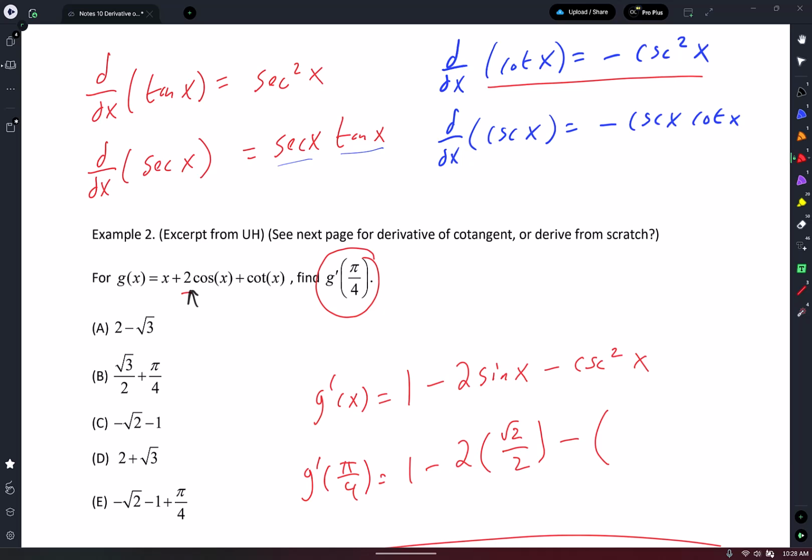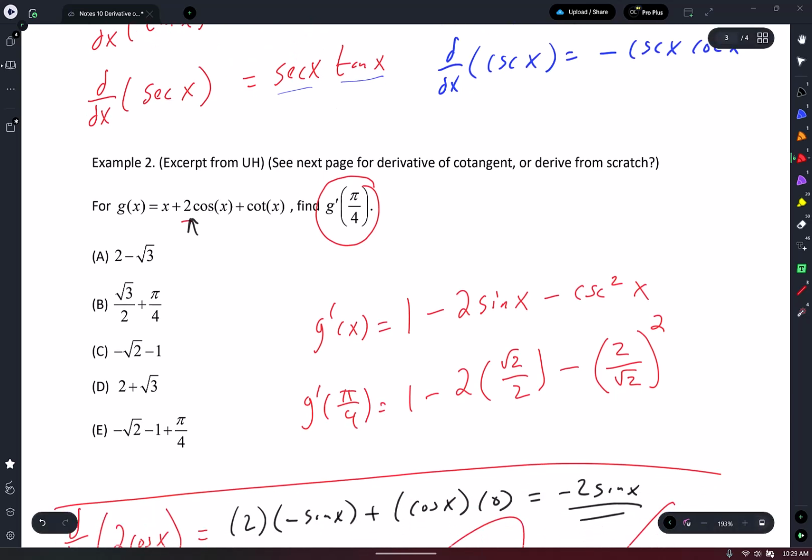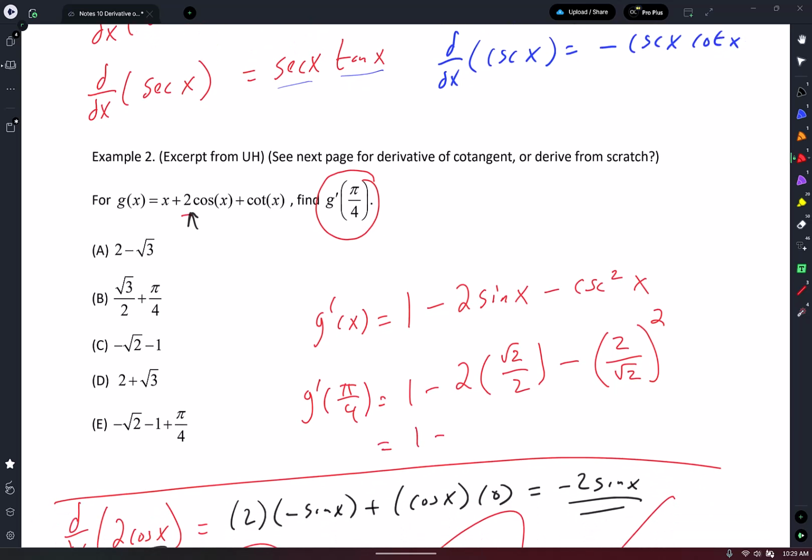You guys ready? Cosecant of pi over 4. Well, at pi over 4, both x and y are the same, so they're making it easy for us. Cosecant is just a reciprocal, so we're going to go 2 over square root of 2, close it, put a square on it because it says squared. Are we still okay, guys? All right, let's see what this is. 1 minus, these 2's cancel out, so square root of 2. Minus, when I square that, 2 times 2 is 4. And square root of 2 times square root of 2 is 2. 4 over 2 is just 2, right? What's 1 minus 2? Negative 1. Negative 1 minus square root of 2. Look for that answer. They wrote the radical first. It's not a big deal.